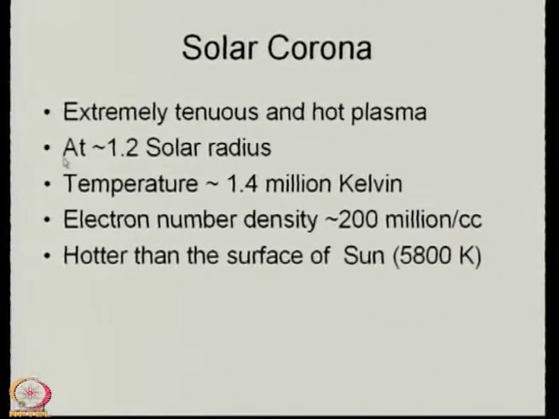The temperature at around 1.2 solar radius, these are rough values, is around 1.4 million Kelvin. And the electron number density is 200 million particles per cc. And it is mainly electrons and protons, some amount of helium ions also, but mainly hydrogen ions, electrons and protons. Okay. So, the sun is surrounded by this very hot, very low density plasma, which surprisingly is much hotter than the sun.